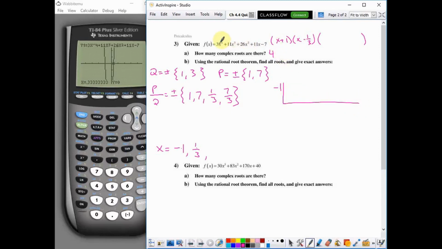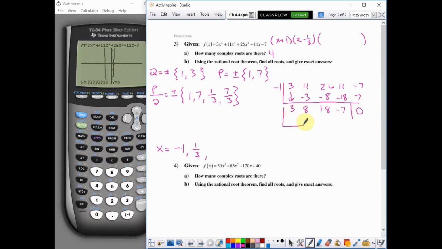I don't see any missing powers, so I don't have to add in any zeros. I'll bring down that 3 and multiply and add and multiply and add and multiply and add and multiply and add, and I get a remainder of 0, so I did okay.